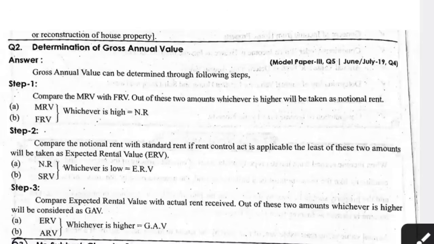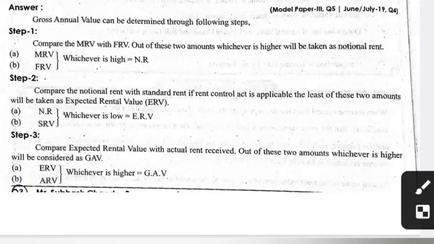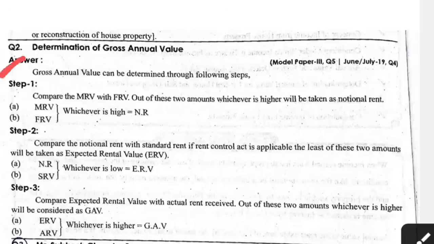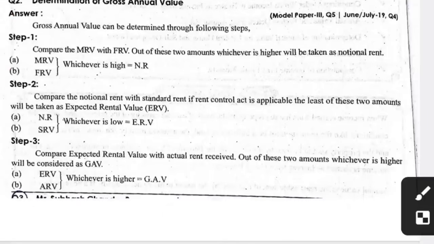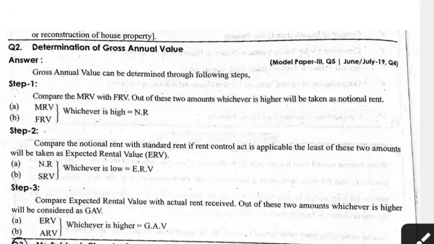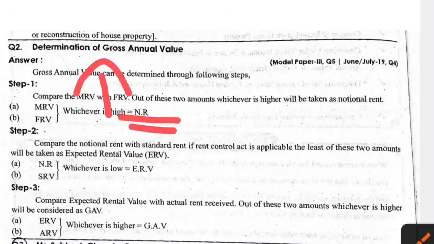Take a note of whatever I am saying in this video. Take a book, take a pen and write. MRV stands for municipal rental value. FRV stands for fair rental value. In the first step, in the question they will give MRV and FRV. Out of these two, whichever is the highest one, we need to call it the NR, that is notional rent.